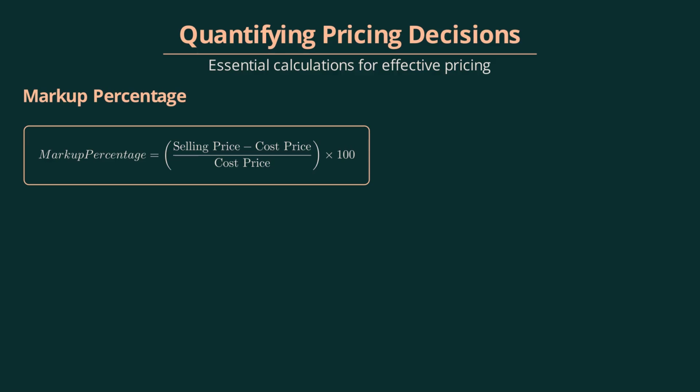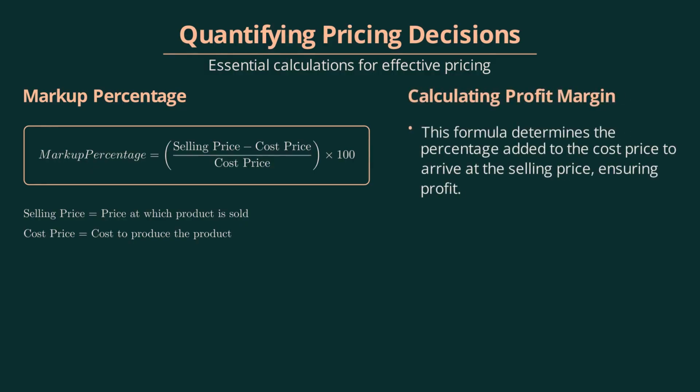The markup percentage is calculated as the selling price minus the cost price, divided by the cost price, all multiplied by 100. Here, the selling price is simply the price at which your product is ultimately sold to the customer, and the cost price represents the total cost incurred to produce or acquire that specific product. This formula is essential for calculating your profit margin, ensuring you're setting prices that generate sufficient revenue. It directly shows the percentage added to your cost price to reach the selling price, which is vital for securing your profit.